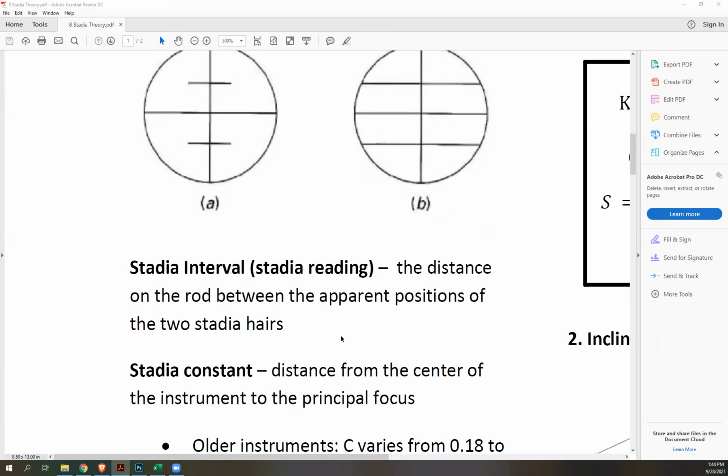Next, Stadia constant is the distance from the center of the instrument to the principal focus. As you've noticed, in our instruments, theodolite or even precise level, we're using a telescope. A telescope uses lenses. If you remember from your physics classes, a lens has parts: you have your center and you have your focus. The distance from the center of that lens to the focus is your Stadia constant.